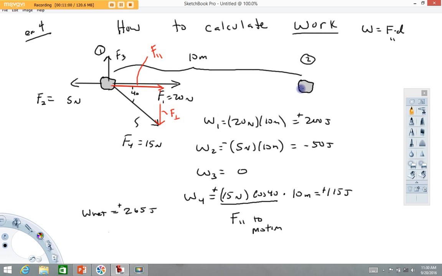So I think I've hit about every case I can think of that's really important for now. Work is force times distance. The force has to be parallel to the distance. Forces in the direction of motion do positive work. Forces in the opposite direction of motion do negative work. Forces that make a right angle to the motion do not do work. If you have a force at an angle with the displacement, you break that force into components which are parallel to the displacement and perpendicular to the displacement. You use the parallel component of the force times the distance to calculate the work.